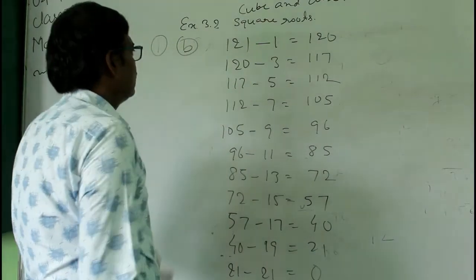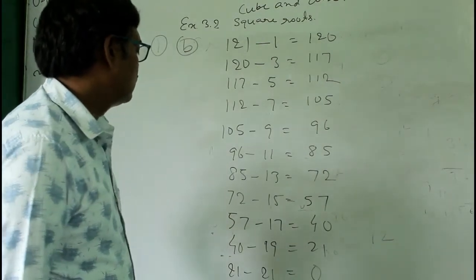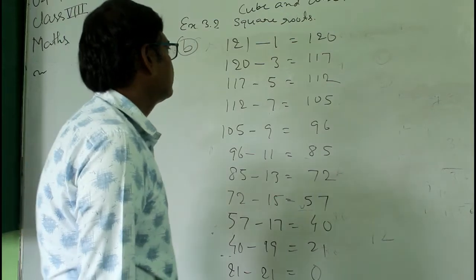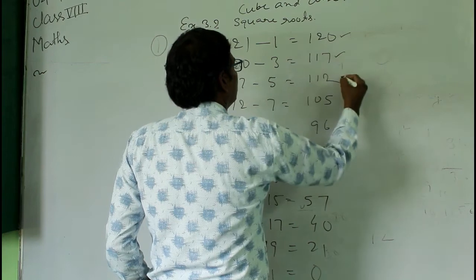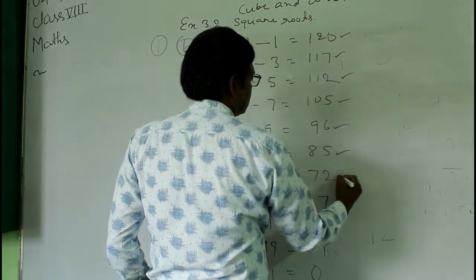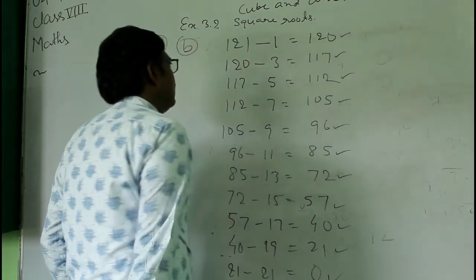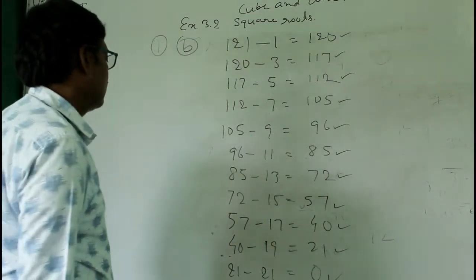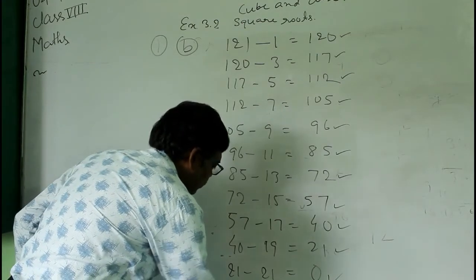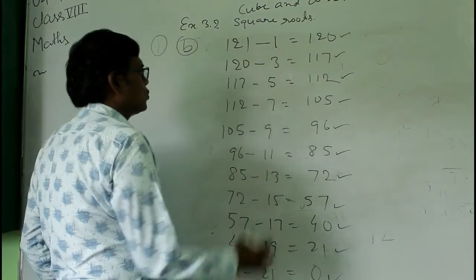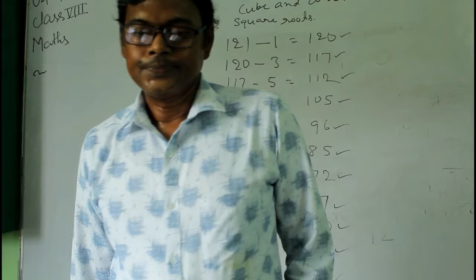So after some steps we got the difference 0. In how many steps did we get the difference 0? Count: 1, 2, 3, 4, 5, 6, 7, 8, 9, 10, 11. So in 11 steps we got the difference 0, and therefore the square root of 121 is equal to 11. In this way you will do the question.